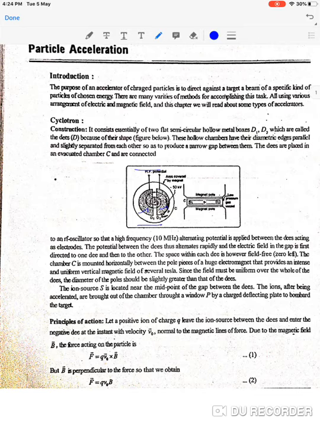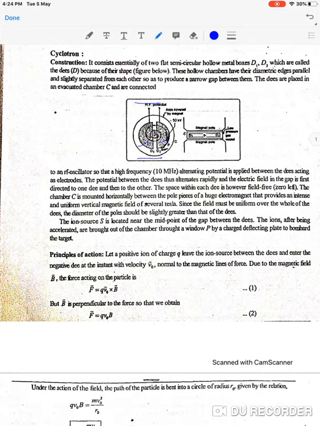Here is your source. There is a very small space in between these Ds, and you need to put your source in this empty space between the Ds. There is no field in this space, so this is a field free region.